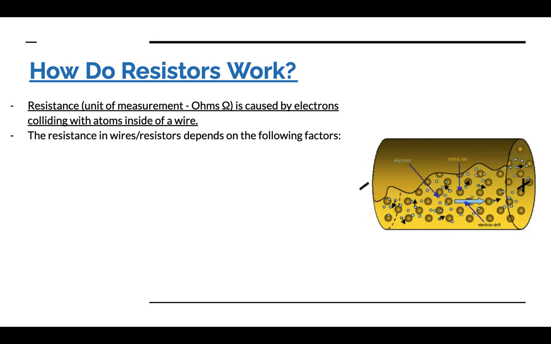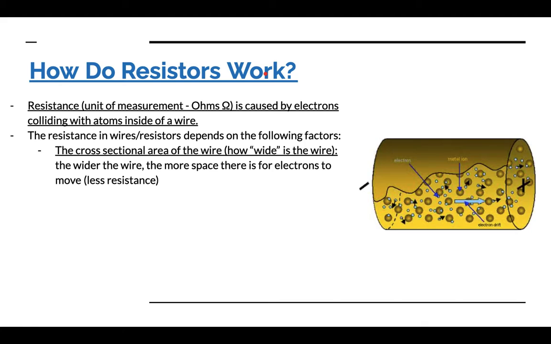The resistance of a wire or resistor depends on the following factors: the cross-sectional area, or width, of the wire. So, how wide our wire is. To give you an idea, if we think of our wire as a PVC pipe that transports water, the wider our pipe is, the more water is going to be able to flow through, and hence there's going to be a larger current of water.